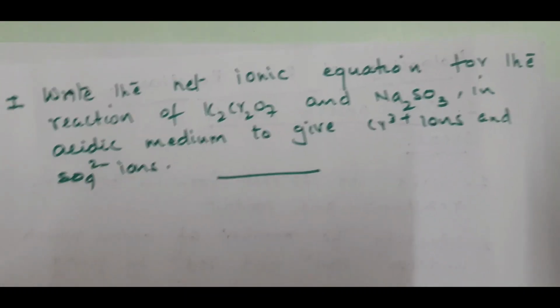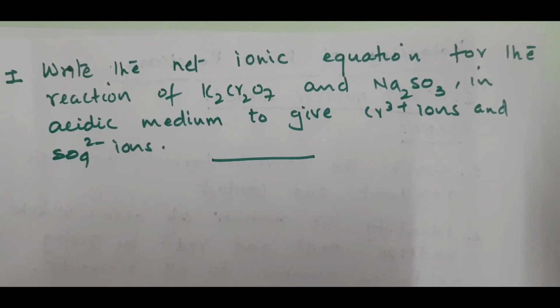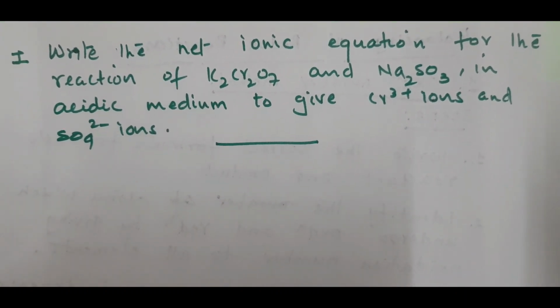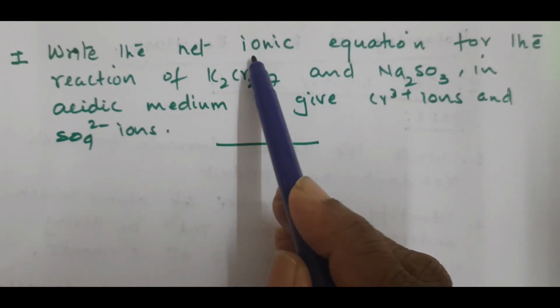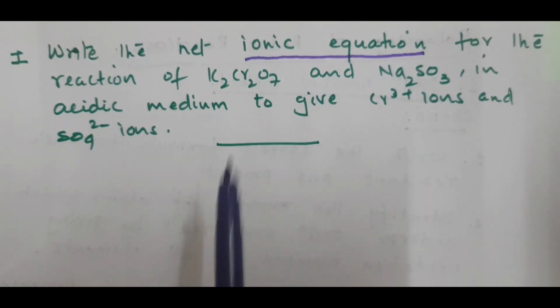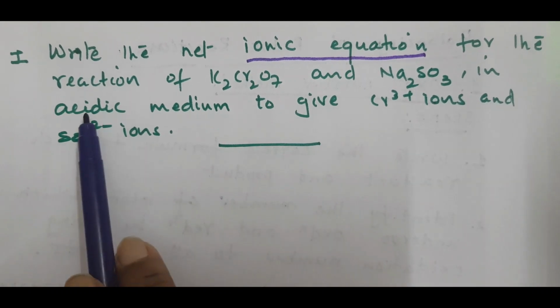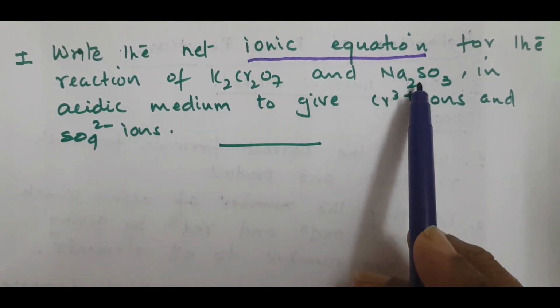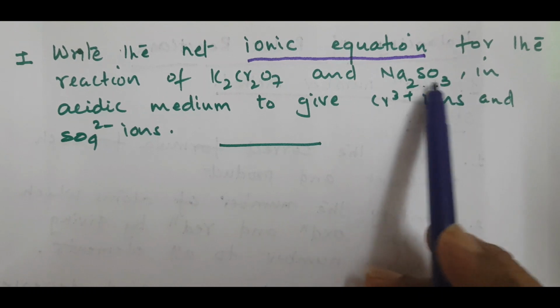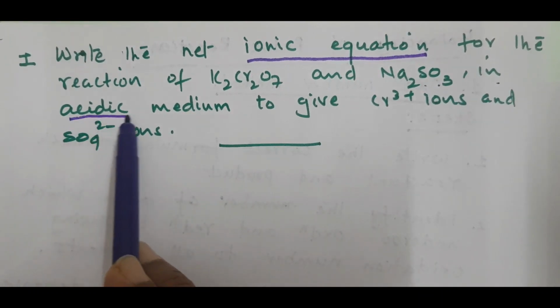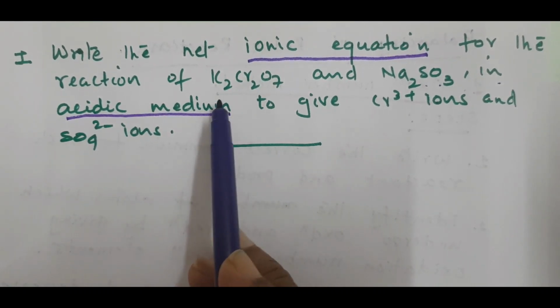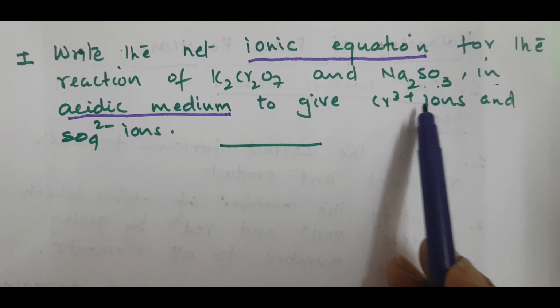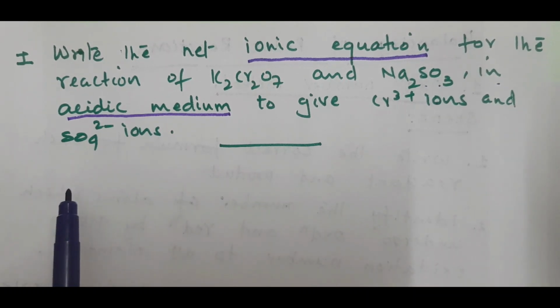Listen. The question asks you to write the net ionic equation, that is, you have to write it in terms of ions, for the reaction of potassium dichromate and sodium sulfite, Na2SO3, in acidic medium, so there must be H+. From this you get a hint from the question to give the Cr3+ ion and the SO4 2- ion.